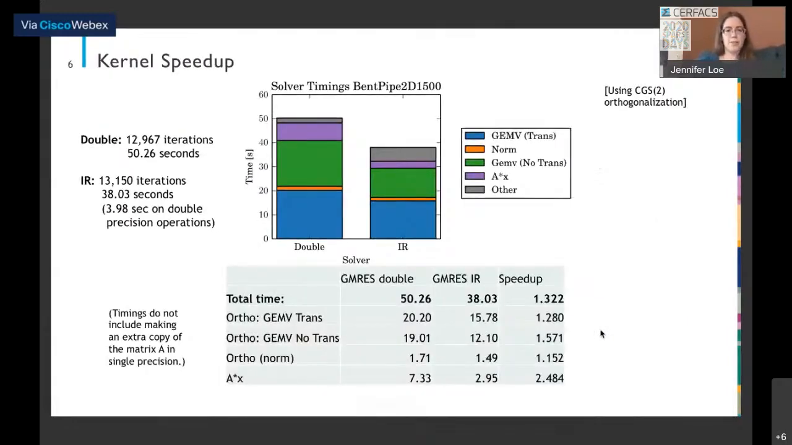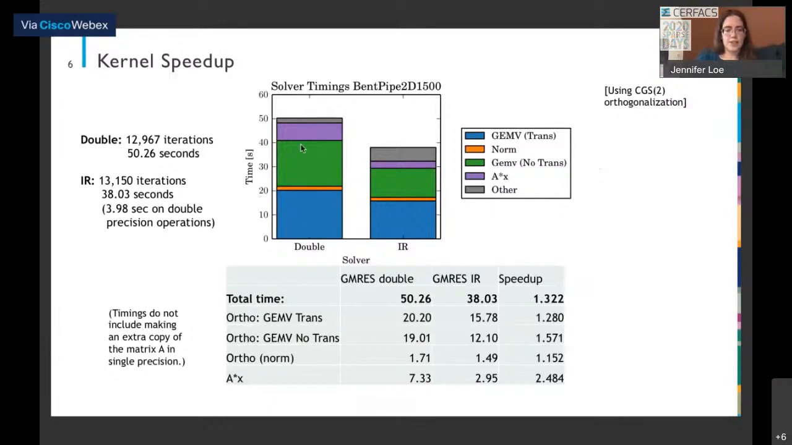here's the kernel speedup for the problem I just showed you. In the bar graph, on the left, you have the double precision solver that took about 50 seconds. On the right, you have the GMRES iterative refinement solver that took about 38 seconds. You can see I've split this up into kernels. Most of the solve time is in the orthogonalization kernels, which consist of the two GMVs and the norm.